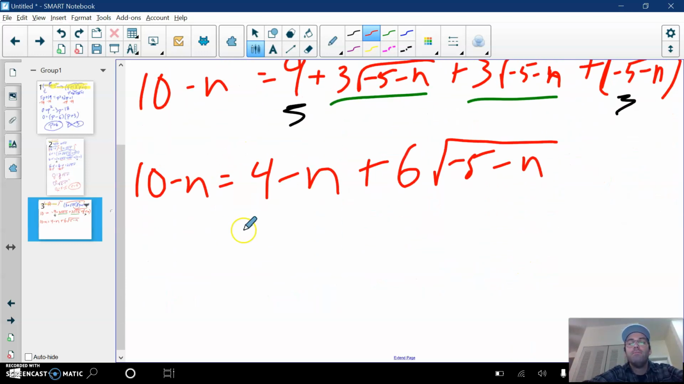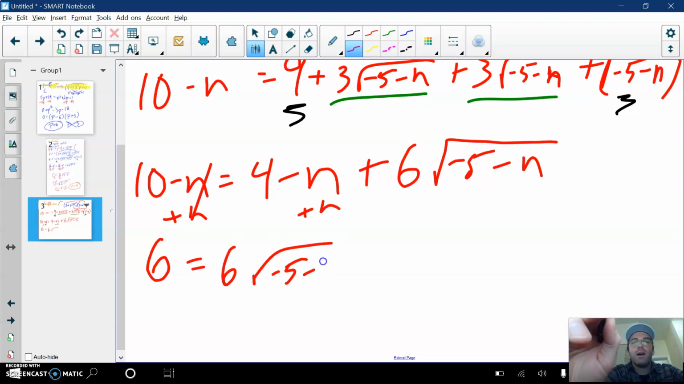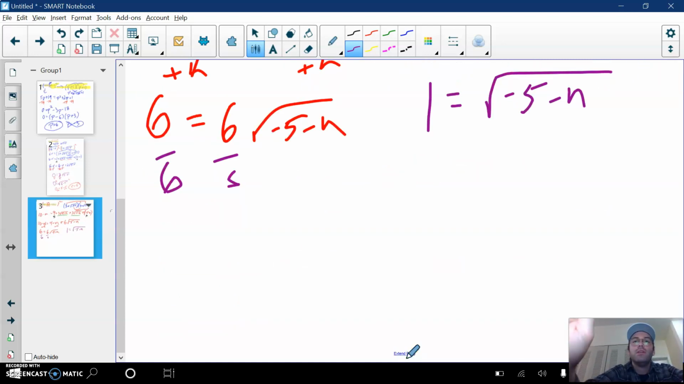Move the 4 over, move the n over. Subtract the 4, I get 6. Add the n. These cancel out. So I get 6 equals 6 root negative 5 minus n. Wow, we are almost done. Divide the 6. So I get 1 equals square root of negative 5 minus n. We're so close.